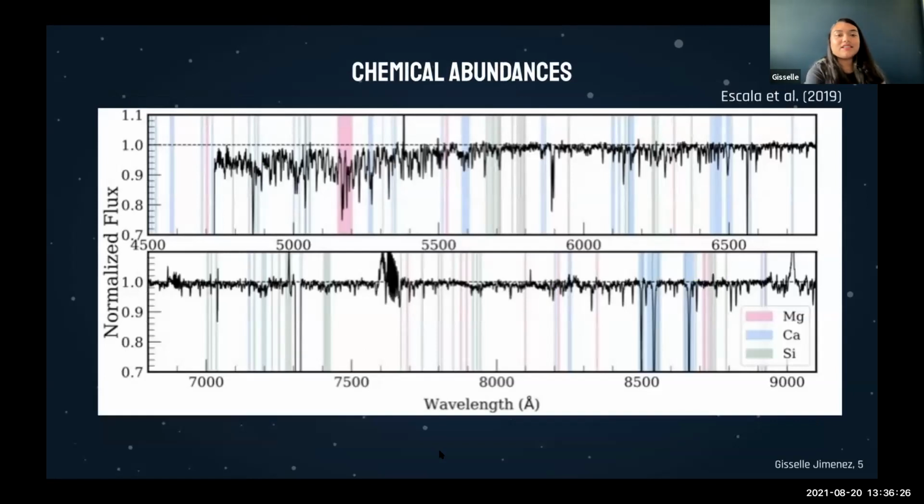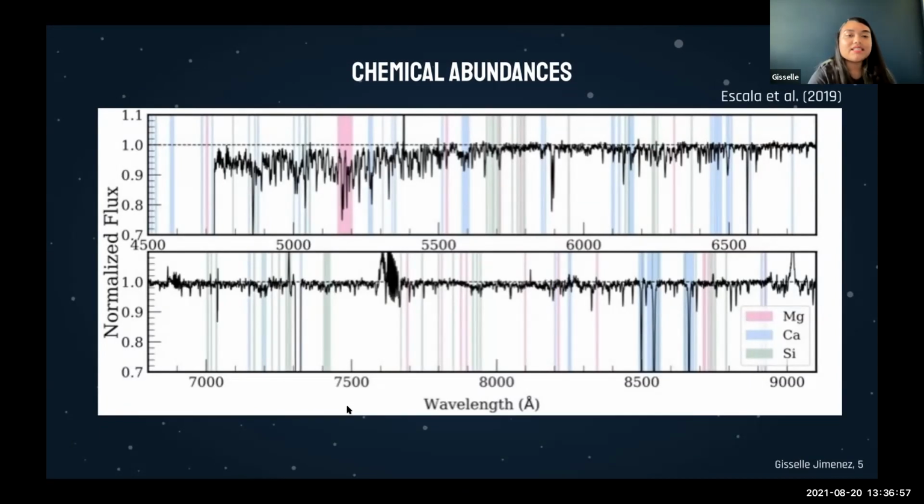Chemical abundances. So here I have a plot from my mentor Ivanna's 2019 paper showing the spectra of a red giant star in a Milky Way globular cluster from the DEIMOS spectrum. So I am showing a spectrum of a red giant star from the Milky Way, since the data is much higher in quality than what we work with in M31. But what I'm showing here is a plot of the normalized flux with respect to wavelength in angstroms.